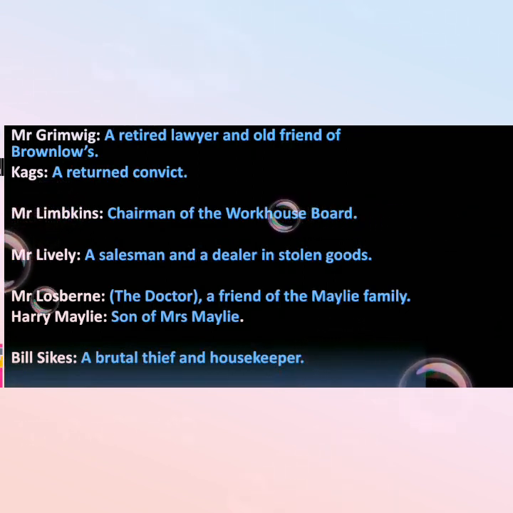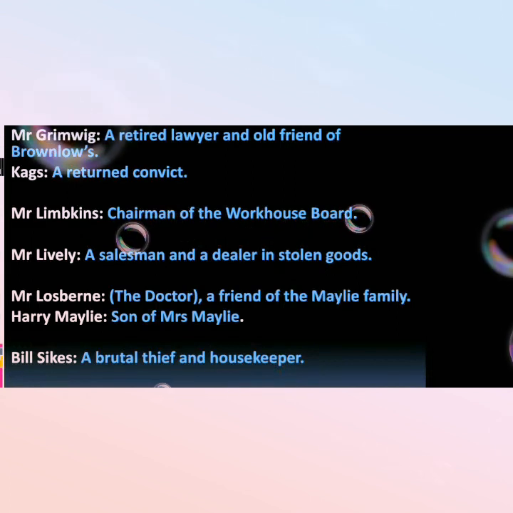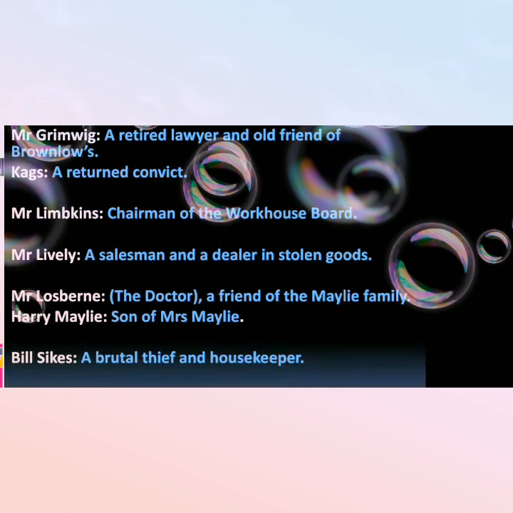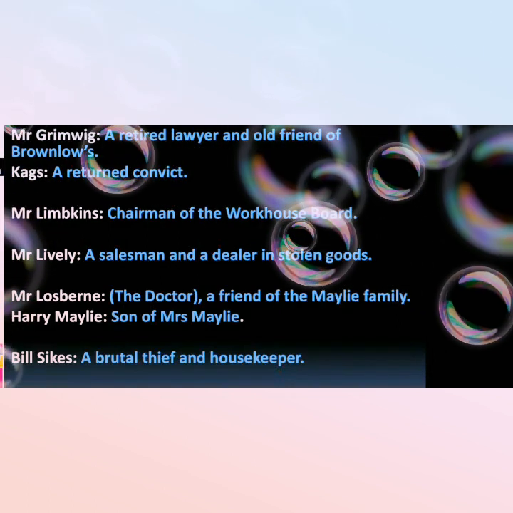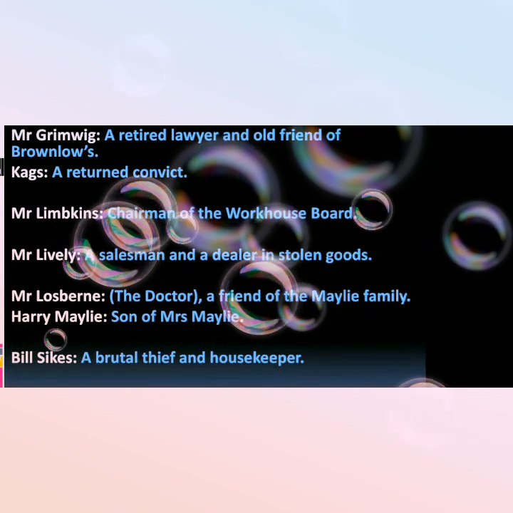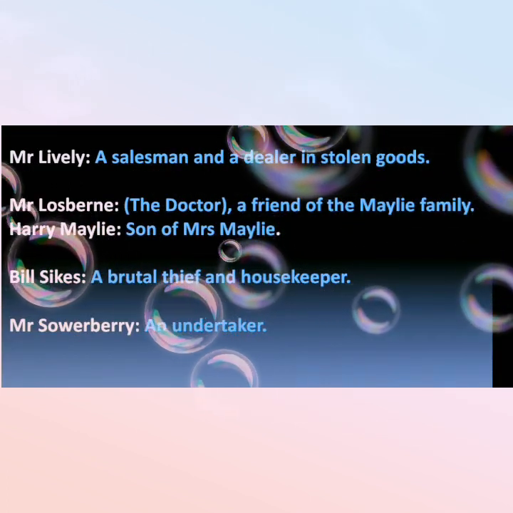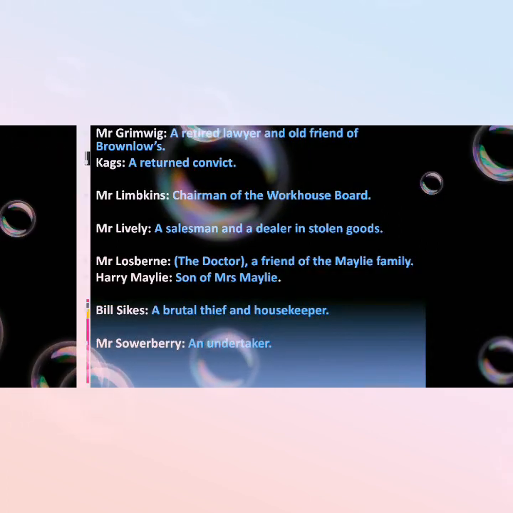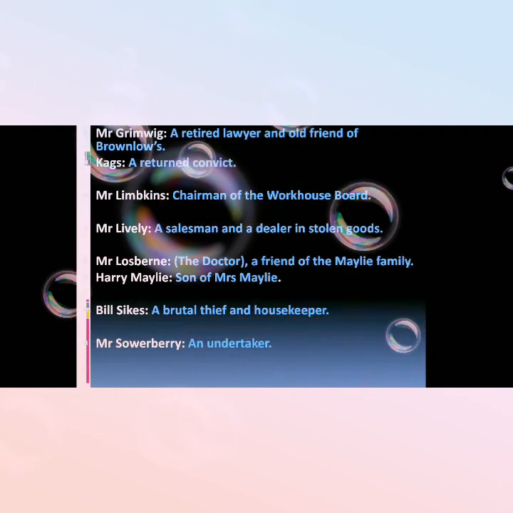So the next character is Mr. Losberne. He is the doctor and also a friend of the Maylie family. And then there we have the character of Harry Maylie. He is the son of Mrs. Maylie. And then there we have the character of Bill Sikes. He is a brutal thief and a housebreaker. Then the next character is Mr. Sowerberry. He is an undertaker. So these are the male characters of Oliver Twist.